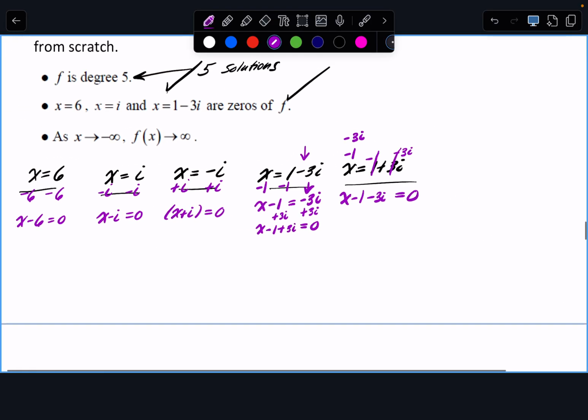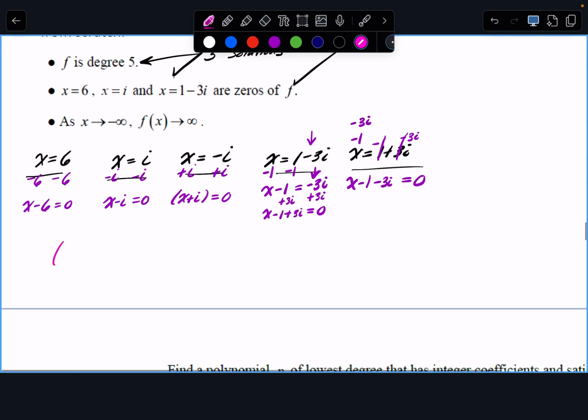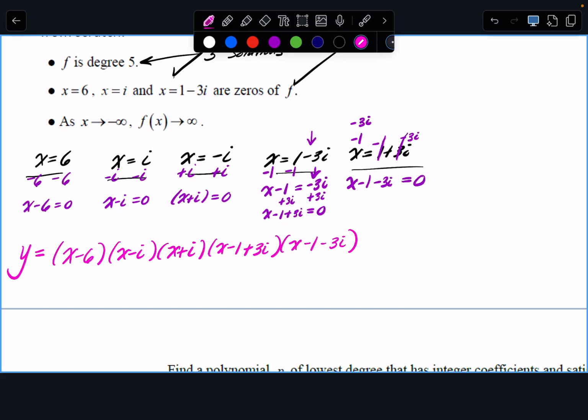Before they were split apart and set equal to 0, they used to be multiplied together. So write x minus 6, x minus i, x plus i, x minus 1 plus 3i, x minus 1 minus 3i. So we're going to write y equals, or f of x equals. Now they never said we had to distribute this, so wouldn't you agree leaving it in factored form is going to be the easiest choice here? Instead of distributing this thing out, it would be a nightmare to distribute it out. Okay, so let's leave it.